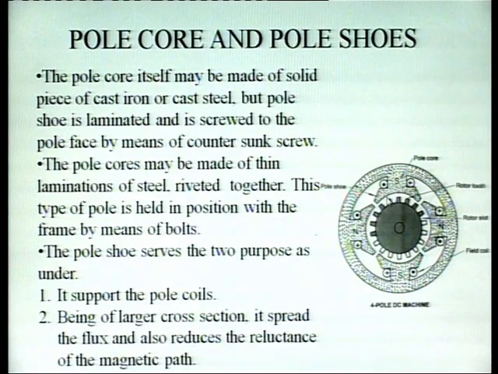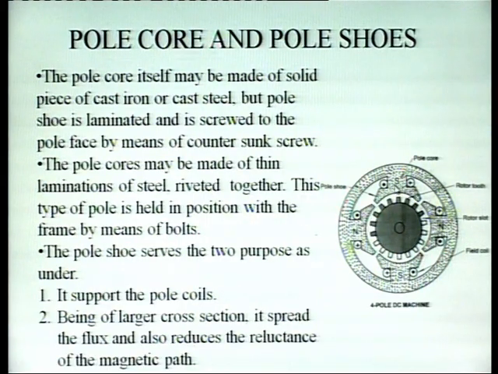You can clearly see that the cross section of the pole shoes is more than the cross section of the pole core. This is the pole core. In this diagram there are 4 sets of pole cores and pole shoes: first, second, third and fourth.